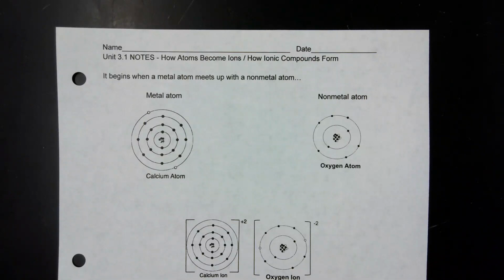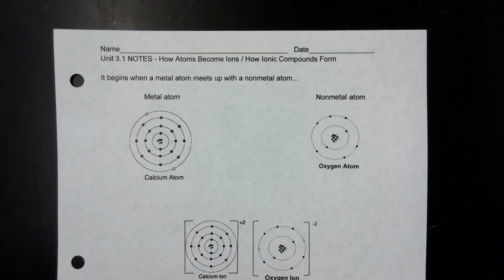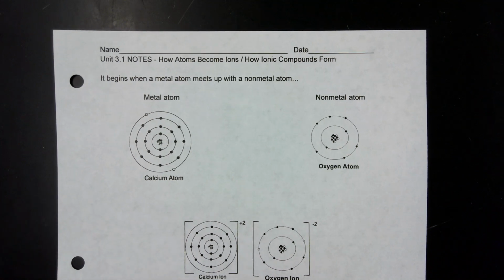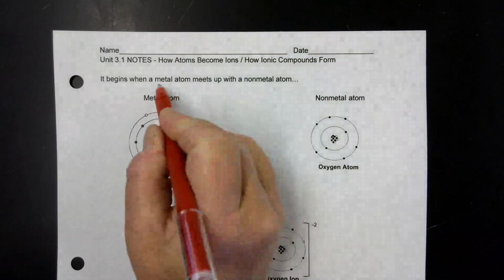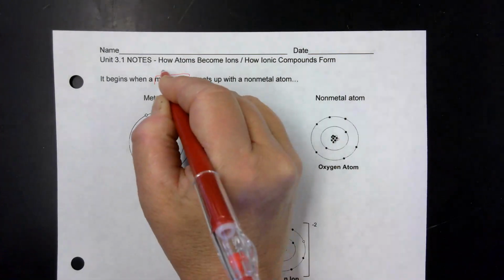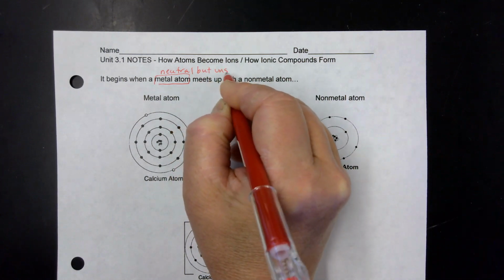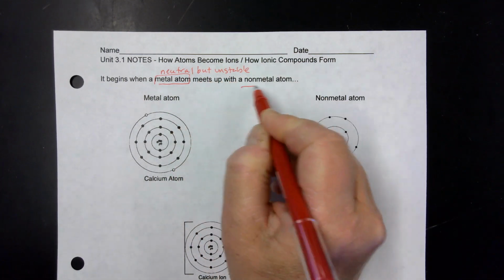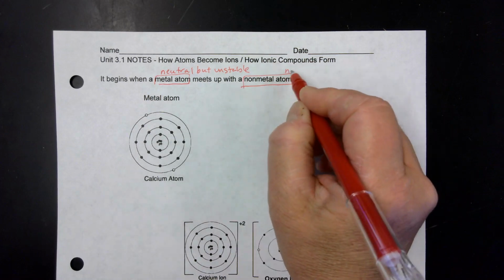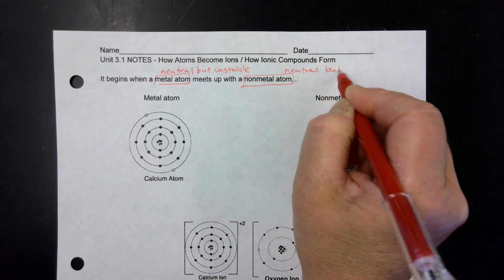In this lesson, we're going to take a closer look at how atoms become ions in the first place, because you need to have ions in order to study how ionic compounds form. So it all begins when a metal atom meets up with a nonmetal atom. And the thing to remember here is that the metal atom is neutral but unstable, and the nonmetal atom is also neutral but unstable.